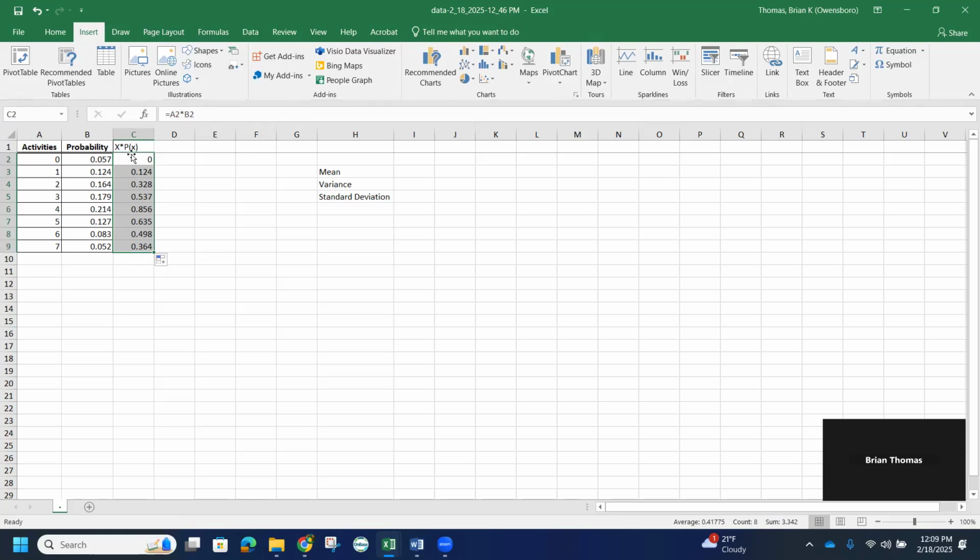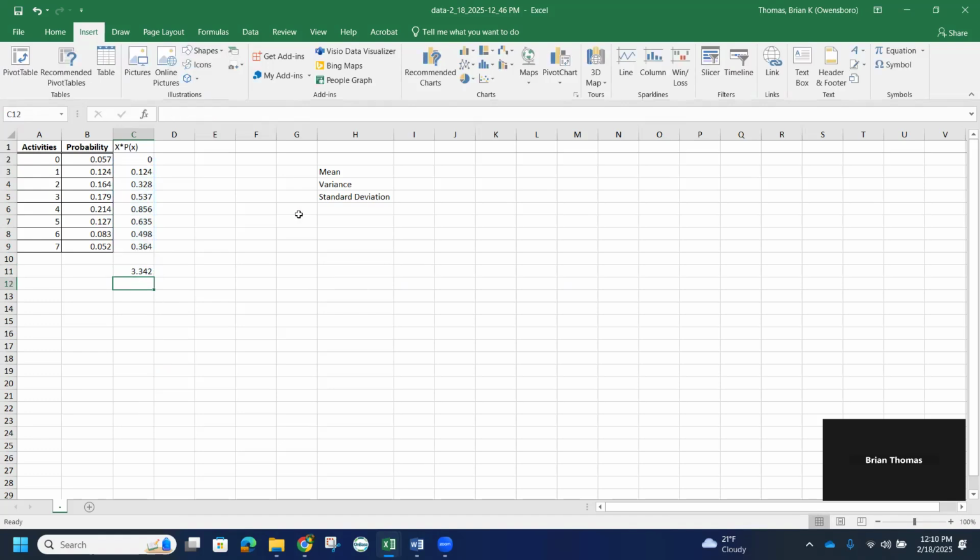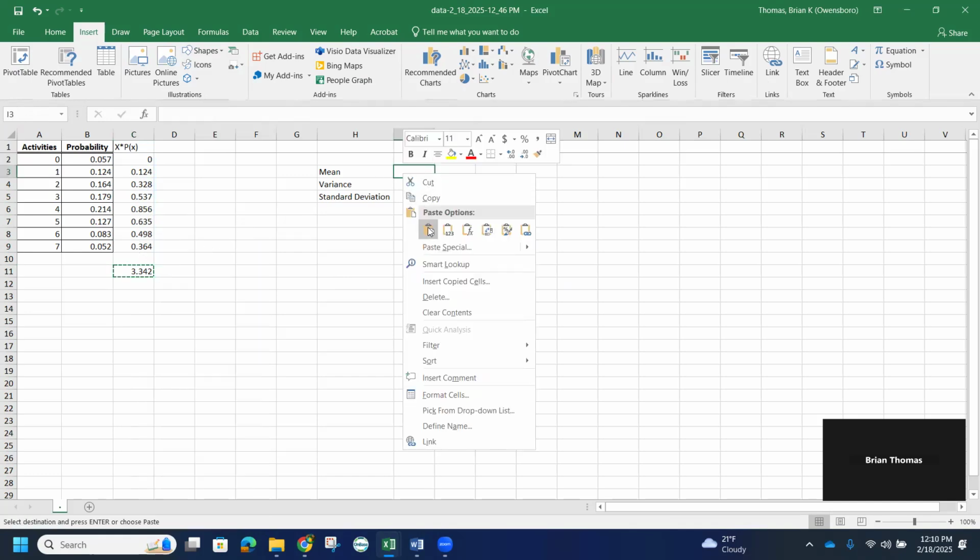Now, what I need though is the sum of that. So if I hit equals here and type in sum, so in parentheses, we're going to have this 0 through 0.364, close that parenthesis. So I should do the sum of these entries, and that would be the mean. So 3.342. So if I want to come over here, I can copy and paste this.